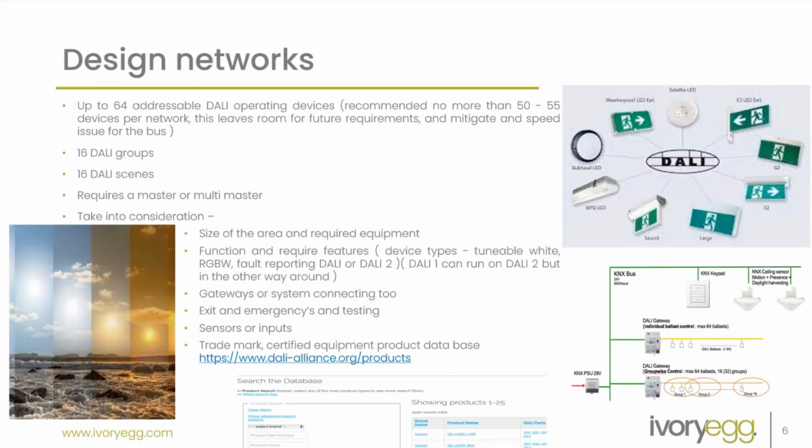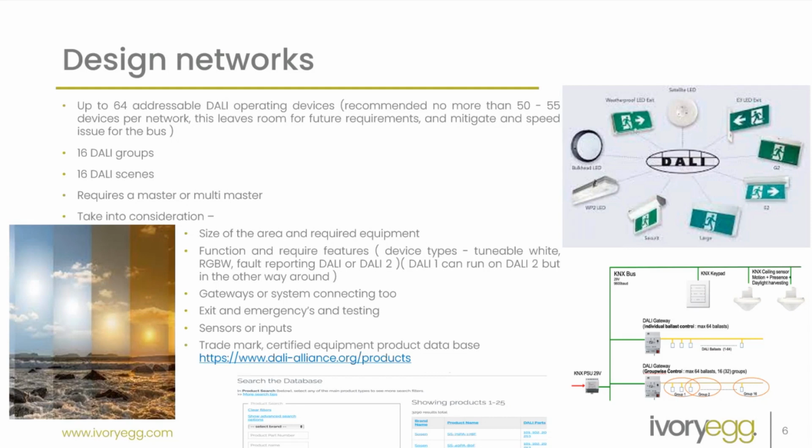So looking at design, it's up to 64 fittings addressable in a Dali network. However, industry standard says and dictates to us that most professionals don't put anywhere more than 50 to 55 fittings on the bus. Why is that? Well, we talked again about the speed. When we have the full network full of speed, it's not the fastest network. And the other thing is allowing for future Dali fittings to fit onto that network. So leave a little bit of headroom, don't fill your networks right up.